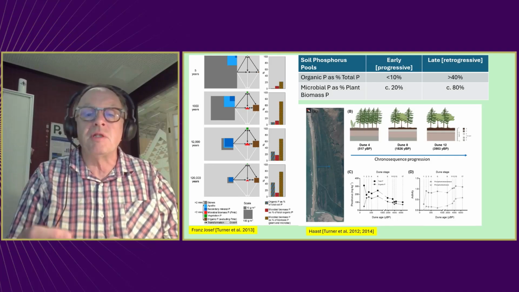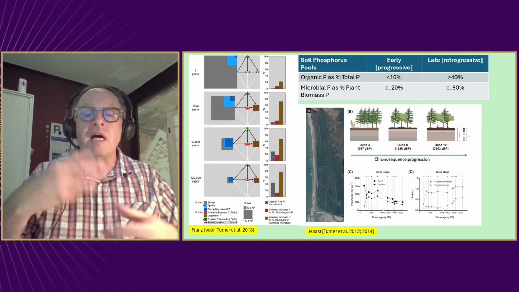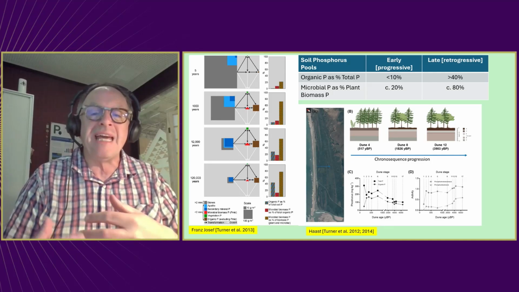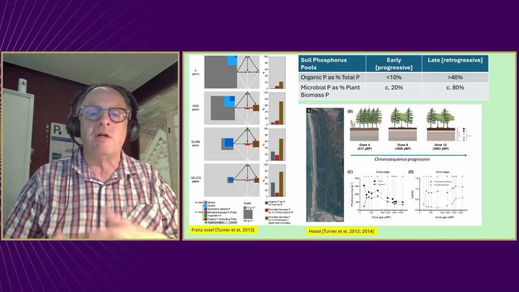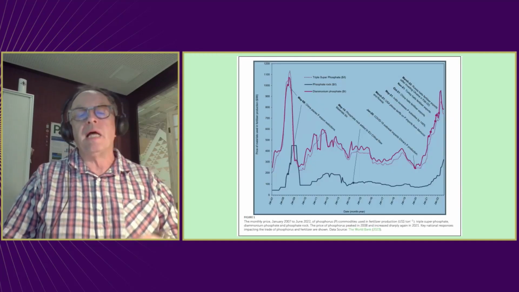And this system shows no sign of retrogression. Okay, it's a younger system, but it's a different system. And so that gives us more of an insight into how these organic processes, these biological processes, can sustain plant growth. So what does that mean?